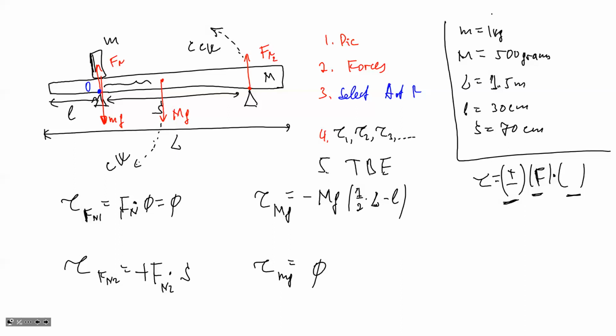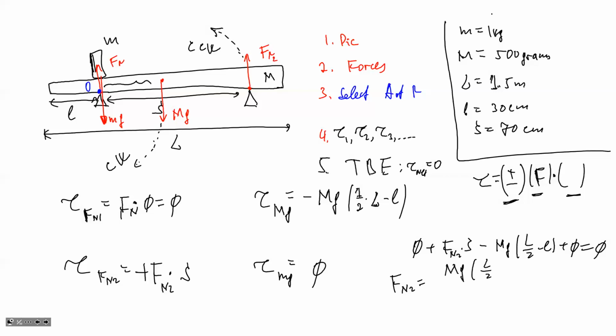So now step number 5 says net torque has to be equal to 0. So technically 0 plus normal 2 times S minus mg times L over 2 minus little l, plus another 0 equals 0. And in this equation, there is only one unknown, which is normal force number 2. So mg times big L over 2 minus little l, over S, gives you the answer.